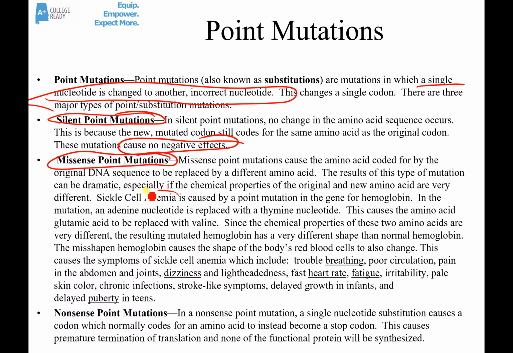For example, sickle cell anemia, the blood disorder, is caused by a point mutation in the gene for hemoglobin. During this mutation, an adenine nucleotide is replaced by a thymine nucleotide. This causes the amino acid glutamic acid to be replaced with the amino acid valine. And those 2 amino acids have very different properties. So this causes the resulting hemoglobin to have a very different shape than normal hemoglobin. And it can lead to symptoms in sickle cell anemia like problems breathing, poor circulation, all kinds of pain, dizziness, fast heart rate, delayed growth, early death even.